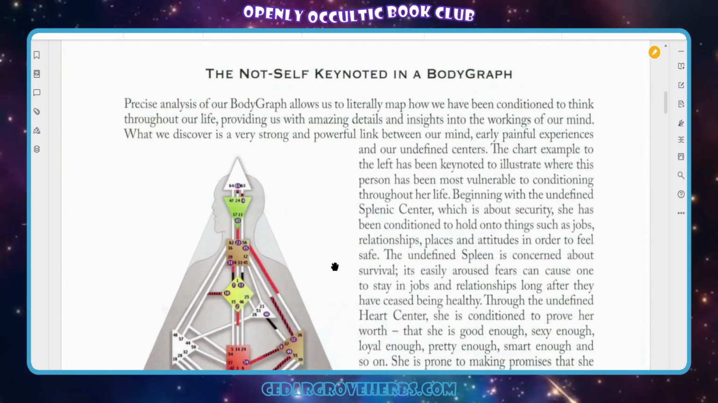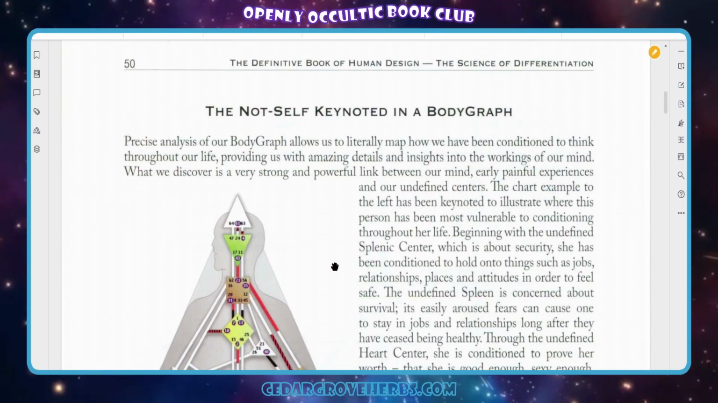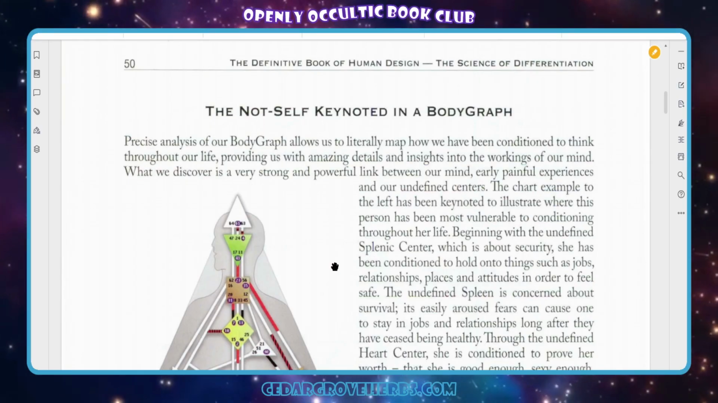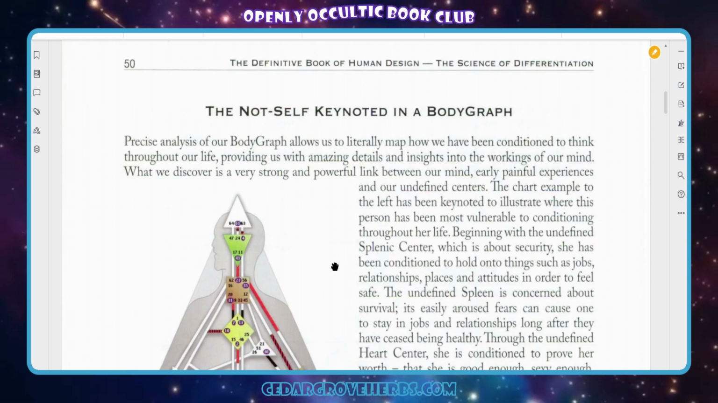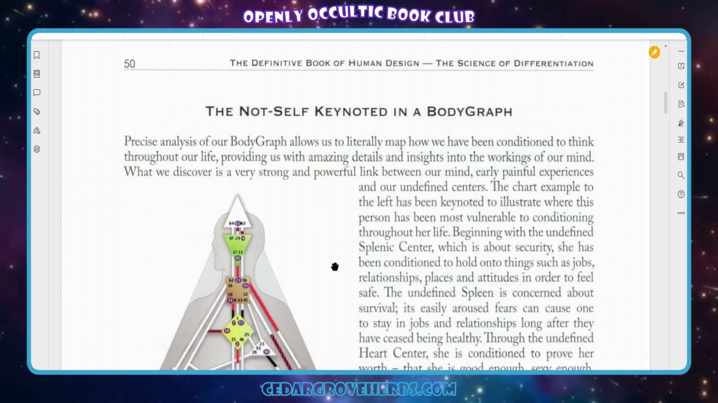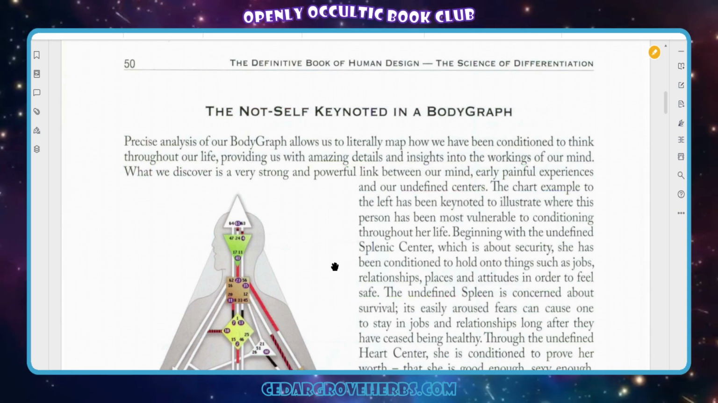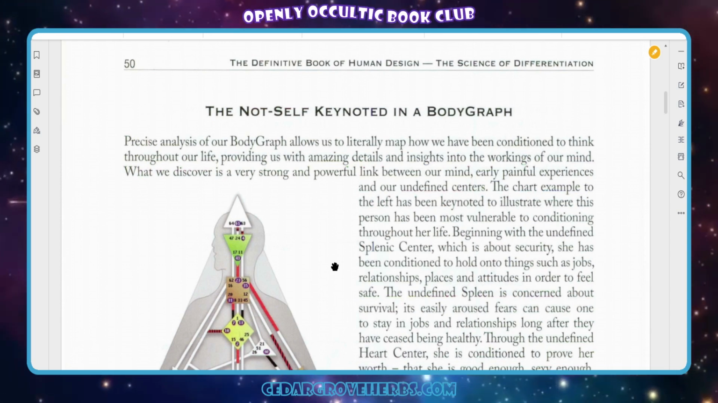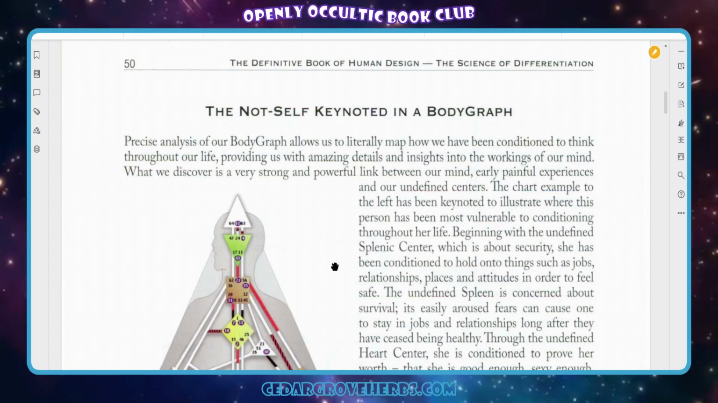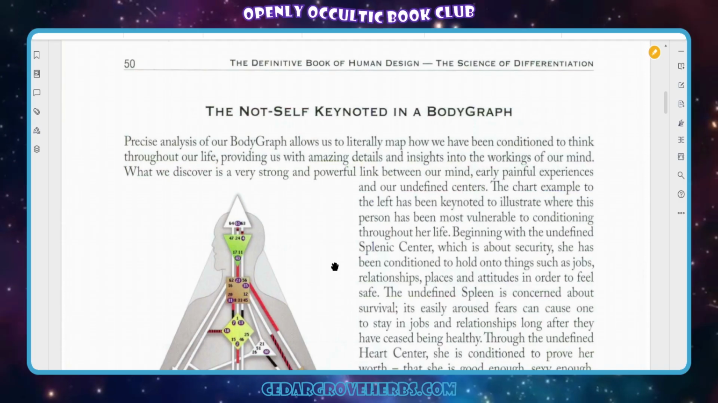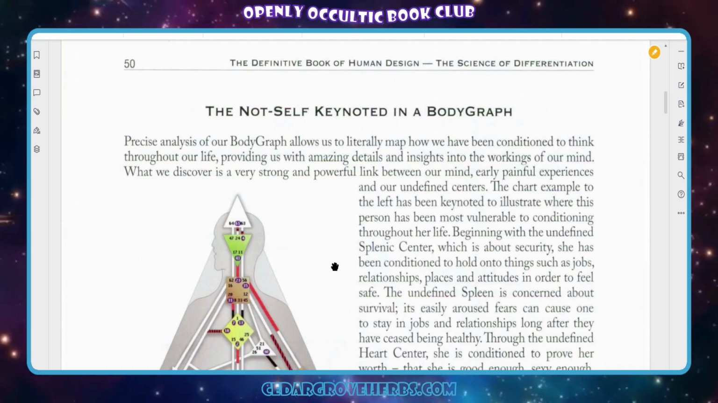The not-self keynoted in a body graph. Precise analysis of our body graph allows us to literally map how we have been conditioned to think throughout our life, providing us with amazing details and insights into the workings of our mind. What we discover is a very strong and powerful link between our mind, early painful experiences, and our undefined centers.